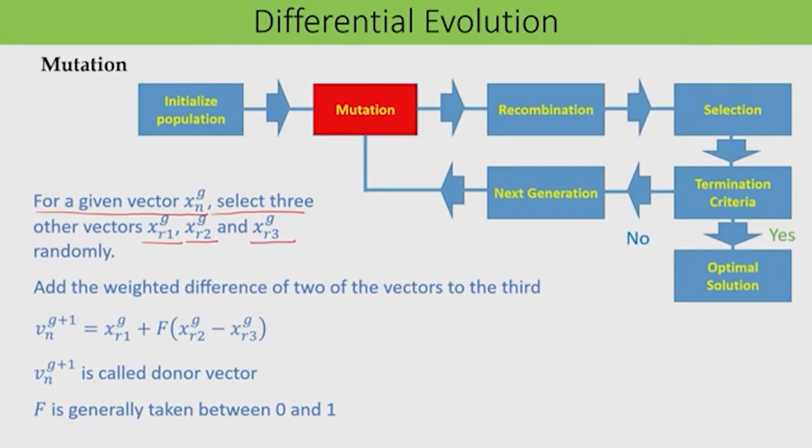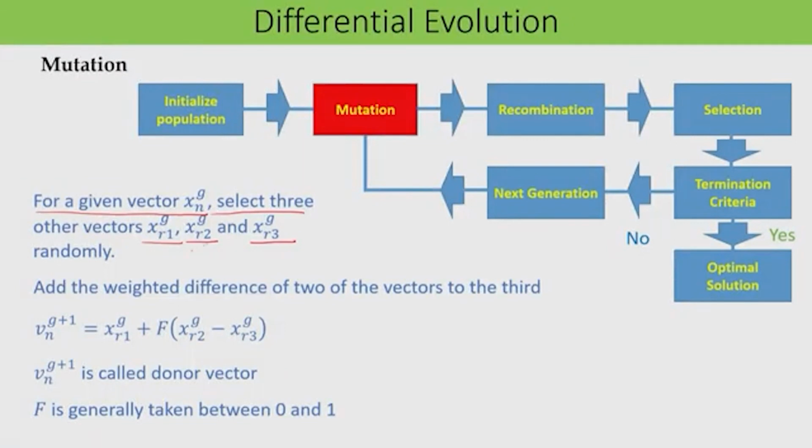So, what we are doing here is selecting 3 vectors from the population, that is x_r1,z, x_r2,z and x_r3,z. These 3 vectors are taken from the population randomly in order to get a mutated vector for x_i,z. Then we are adding the weighted difference of 2 vectors to the third vector. So, this is the new vector, or we call it the donor vector. So, the donor vector is created.